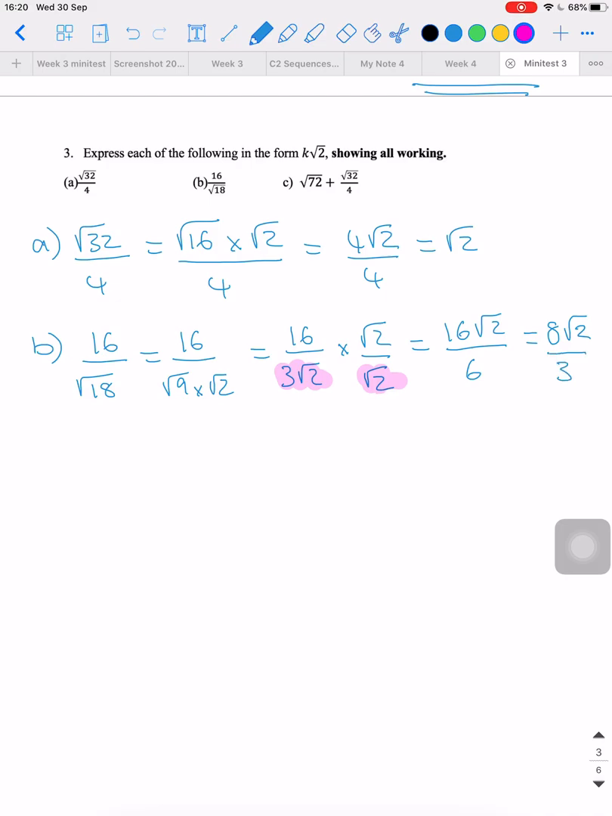And if we go back to the question, it just said in the form k root 2, and it didn't say k was an integer, so k being 8 over 3 is absolutely fine.